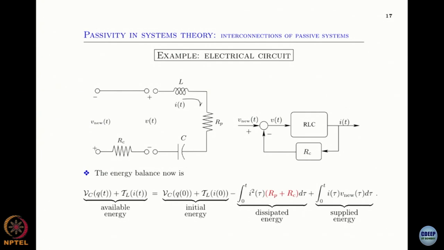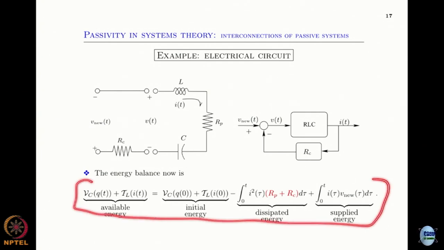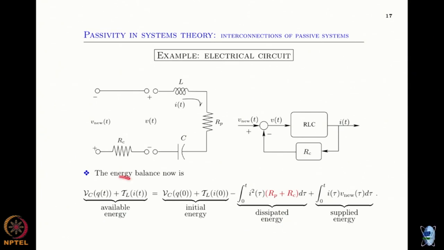of RC, right? So now my new energy balance equation will look like this. And I will have that the available energy equals the initial energy, of course, so potential energy in the capacitor plus kinetic energy in the inductor that were already in the system. And I just added a resistor to increase the dissipation in my circuit. I could probably also add a capacitor and modify the potential energy, right? I could also modify that.